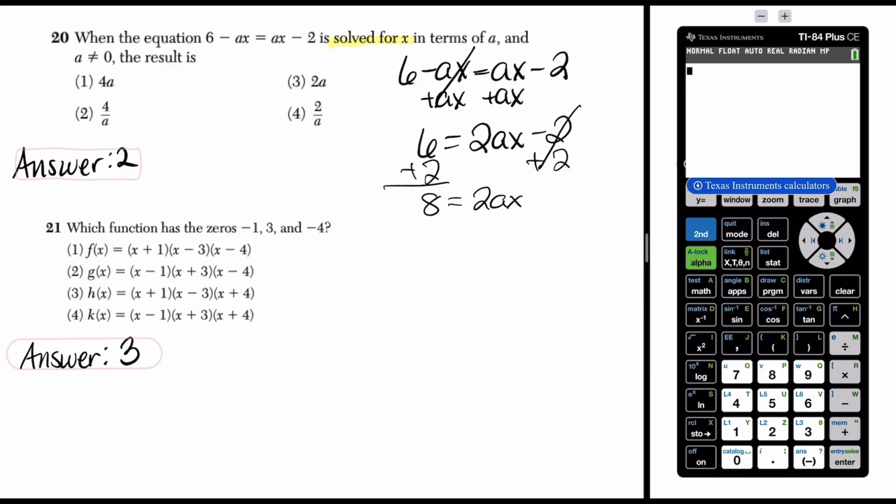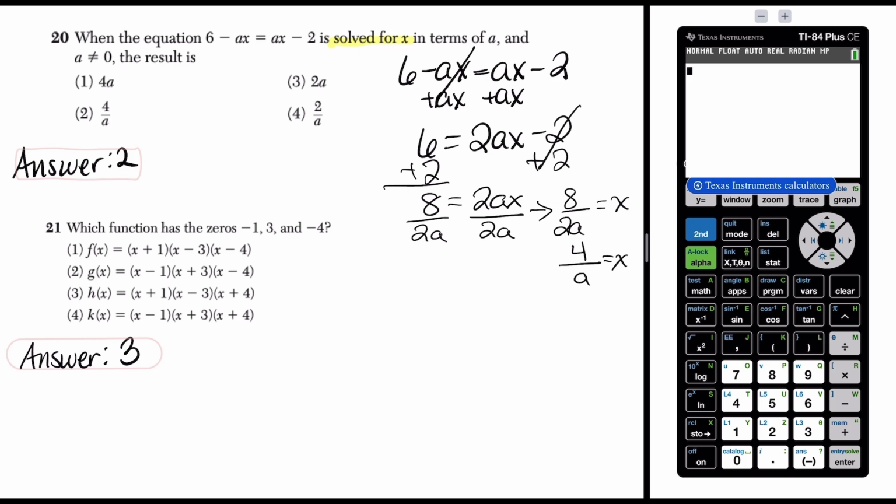Now, I want the x by itself. So I'm going to divide by 2a, and divide by 2a. And that is going to leave me with, let me move it to this side, 8 over 2a is equal to x. And I can simplify this. 8 divided by 2, that would make it 4 over 1a, or just 4 over a, because all I did was simplify, dividing 8 by 2.